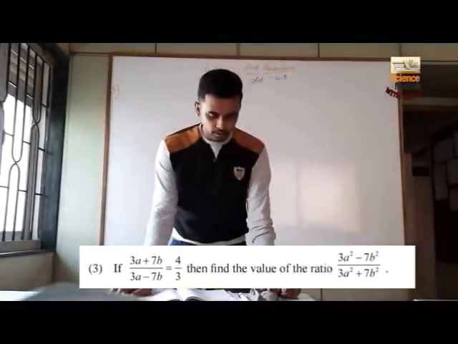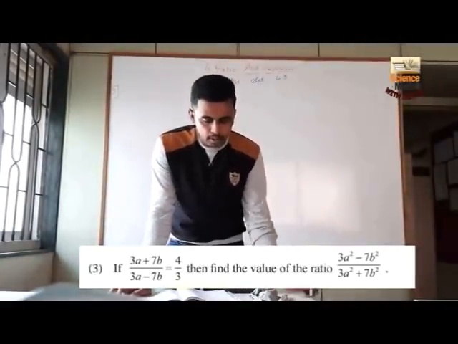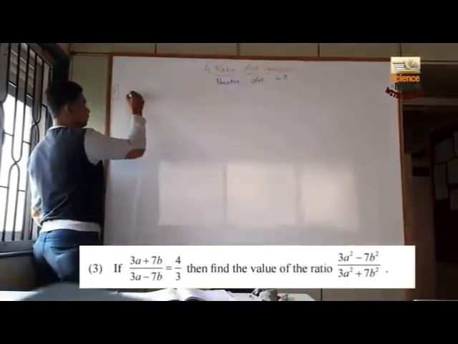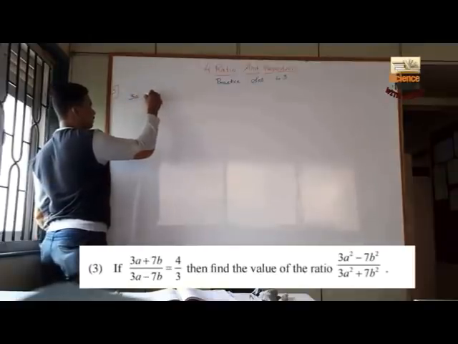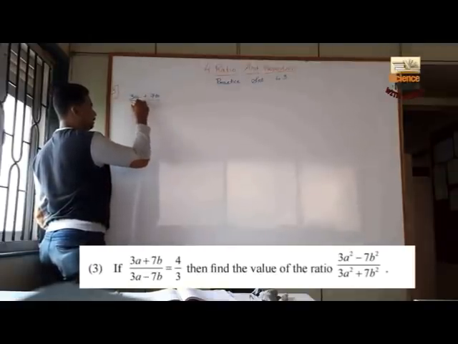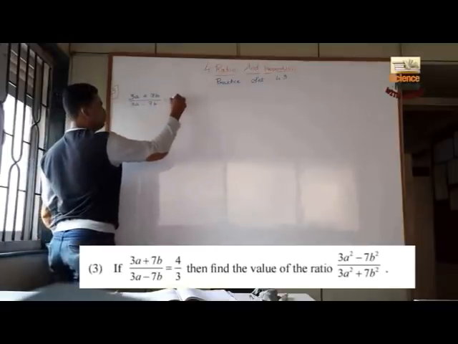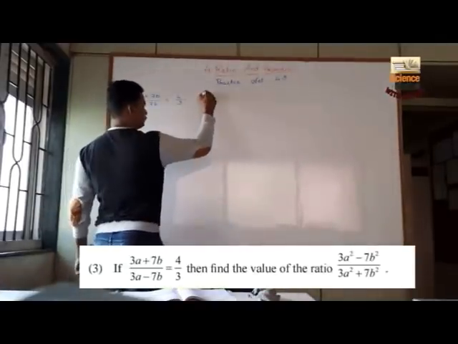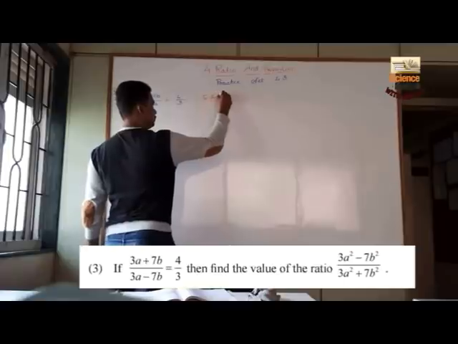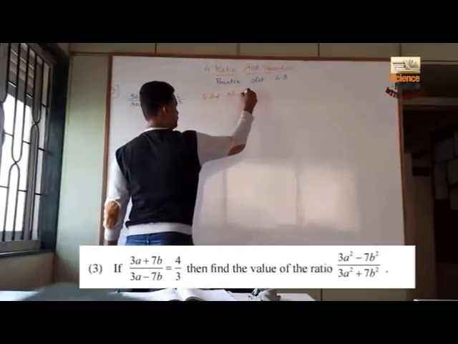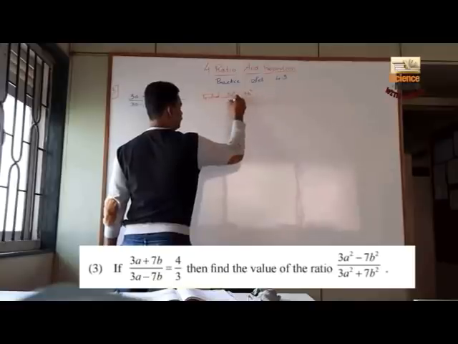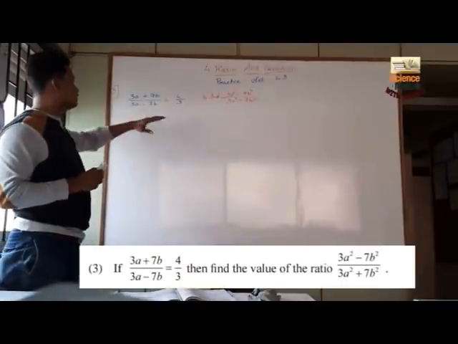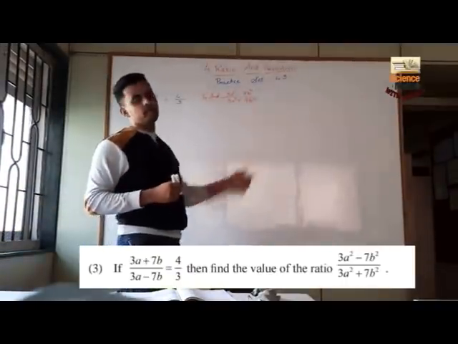Question number 3. If (3a plus 7b) upon (3a minus 7b) is equal to 4 upon 3, (3a plus 7b) divided by (3a minus 7b) is equal to 4 upon 3. And I have to find (3a squared minus 7b squared) upon (3a squared plus 7b squared). Now I am given some numbers and I have to bring them and find this value.